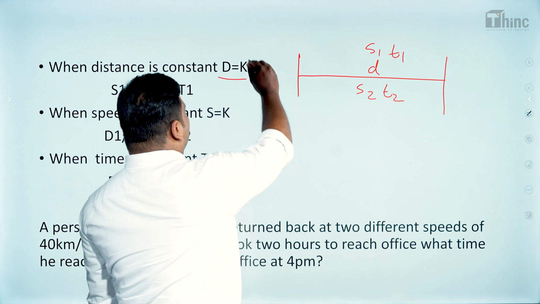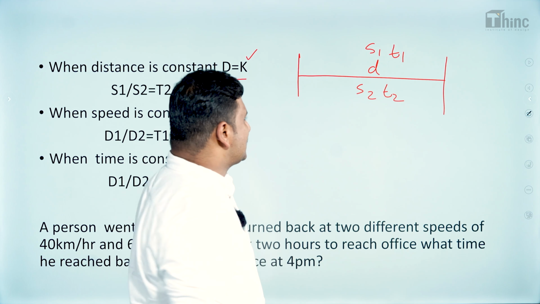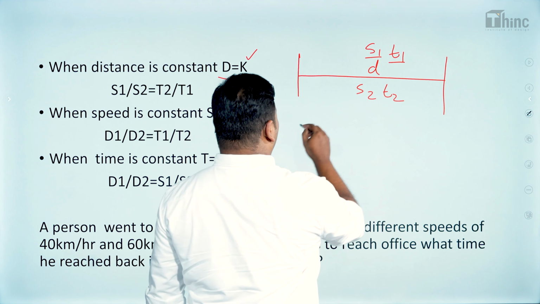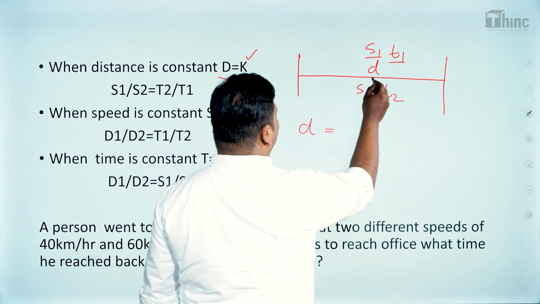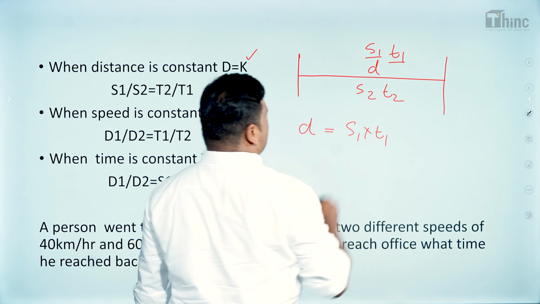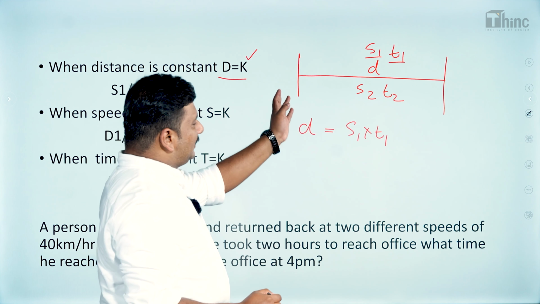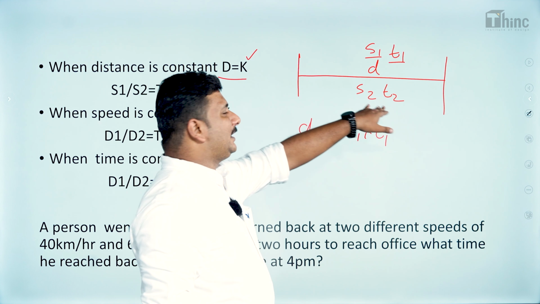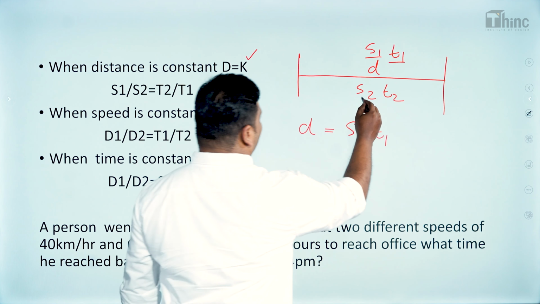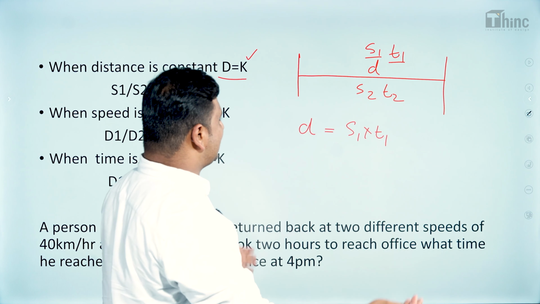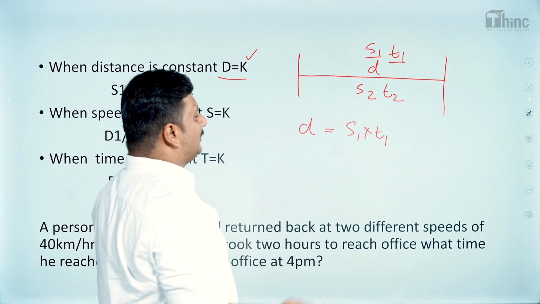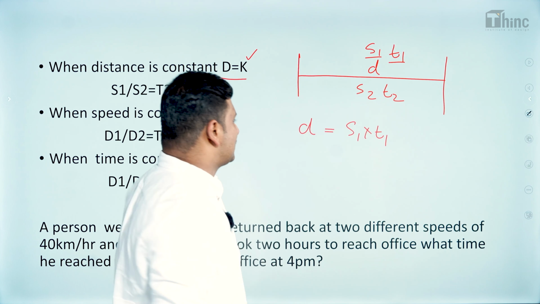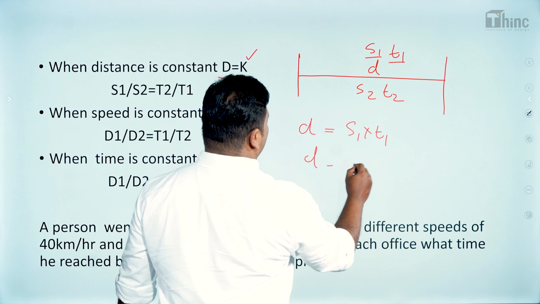Distance is constant, right? When the speed is S1, the time taken is T1. We know that distance equals speed into time, so we can say D equals S1 into T1. Now, the same person is covering the same distance D. When he covers it at a different speed, he takes a different time. But when you multiply S2 and T2, you'll get the same distance, because he's covering the same distance. So D is equal to S2 T2 also, right?